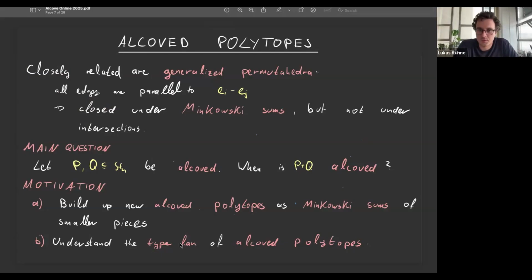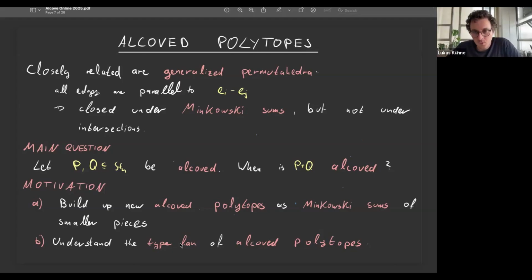For alcoved polytopes, it's the opposite. Alcoved polytopes are closed under taking intersections, but they're not closed under taking Minkowski sums. The main question I'd like to study here: say we have two alcoved polytopes P and Q. When is P plus Q again alcoved? This will not be true for all alcoved polytopes. I'll show an example where this does not happen, but I'm interested in when this actually happens.